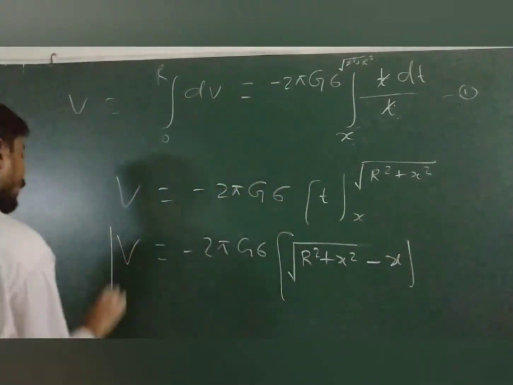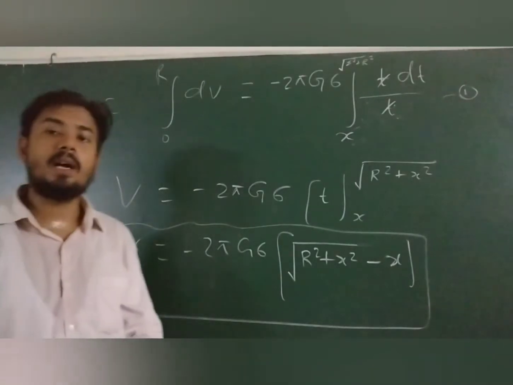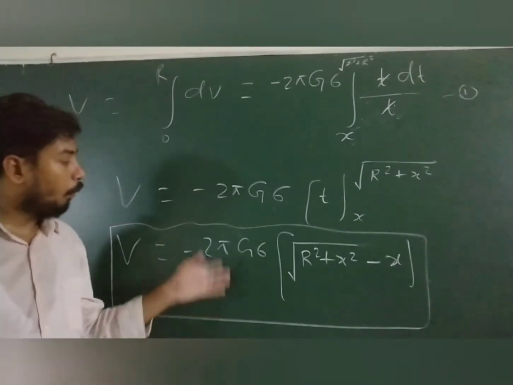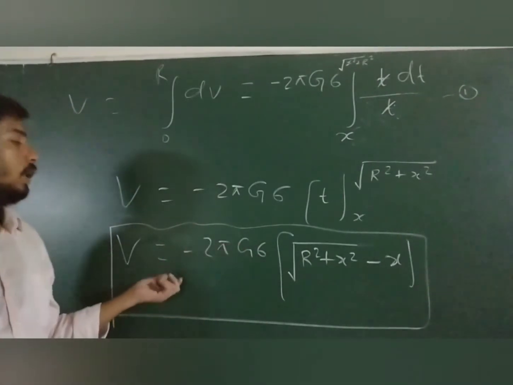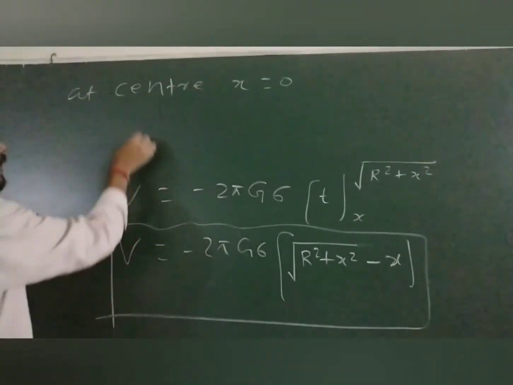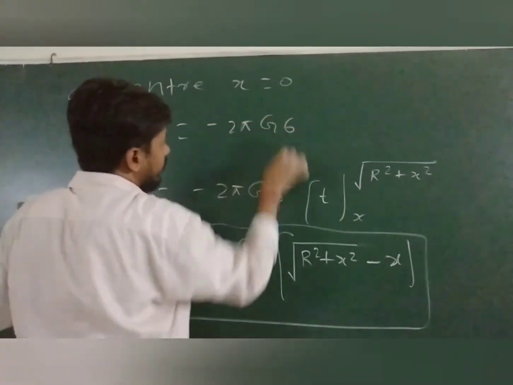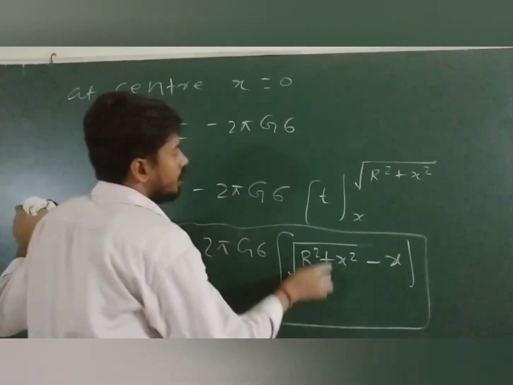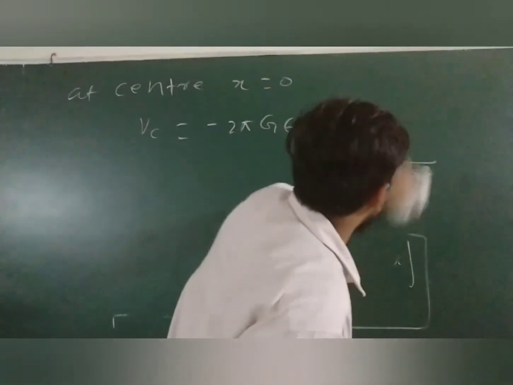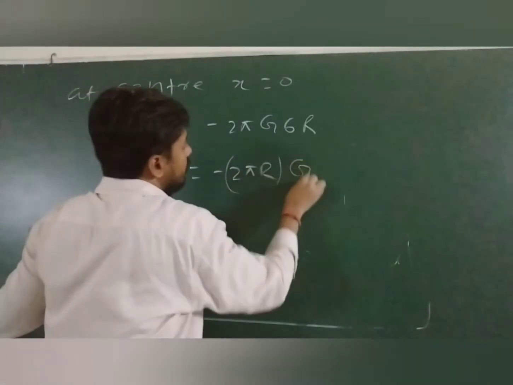So this is the value of gravitational potential due to this disk. You can also find the value at the center. Just see, at the center x is equal to 0. So V at the center becomes minus 2 pi G into sigma. Here this becomes 0, this is also 0, so this becomes R. So the potential becomes minus 2 pi R into G into sigma.